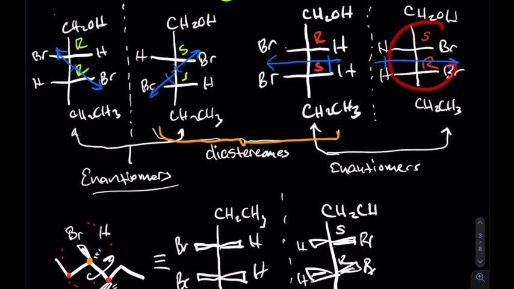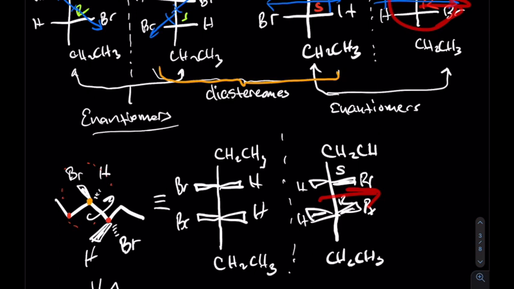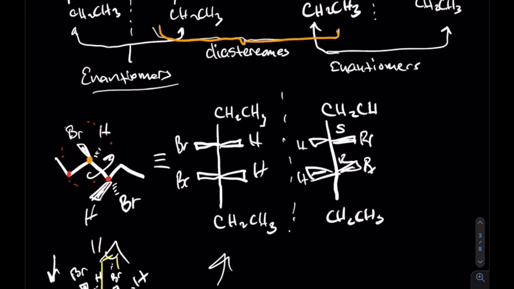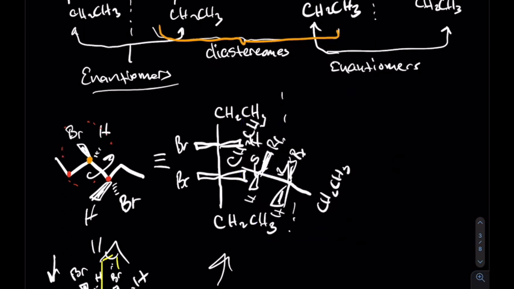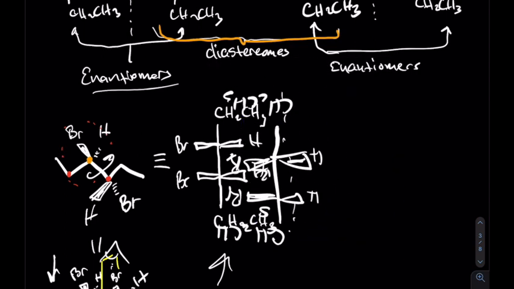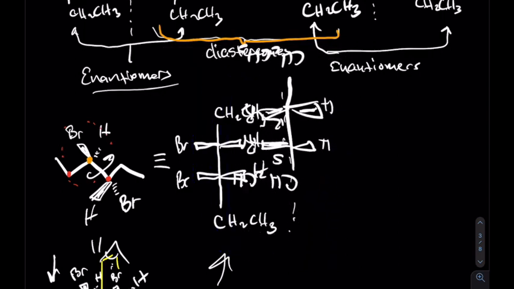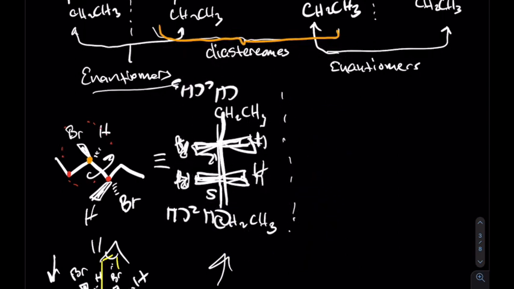So S and R where the bromines are pointing that way, S and R the bromines are pointing that way. But again, all I have to do in order to make these two compounds identical is flip them around. And yeah, now they're the same compound, although one is upside down and the other's not. But they are the same compound.